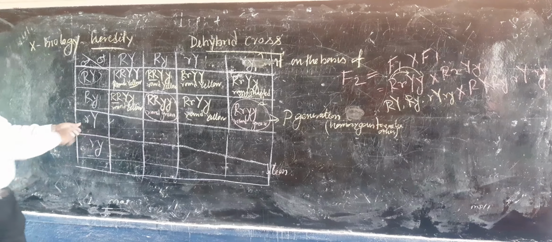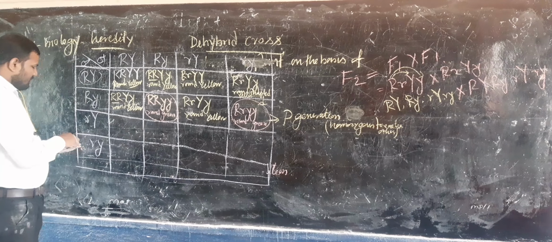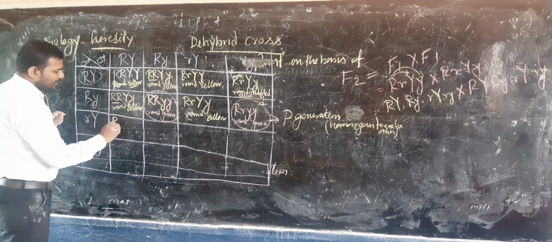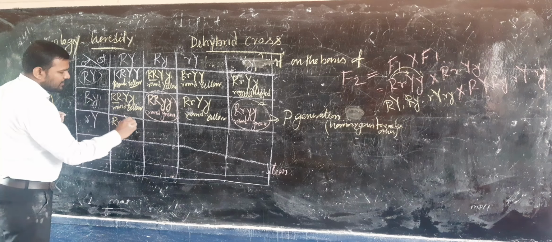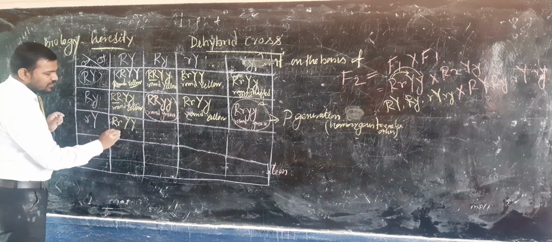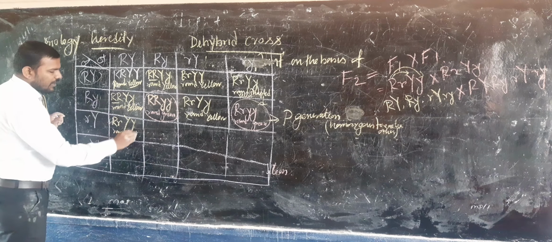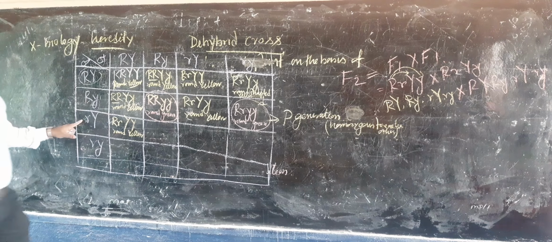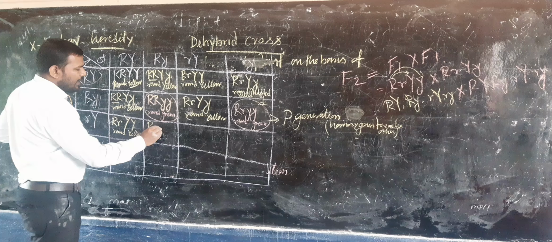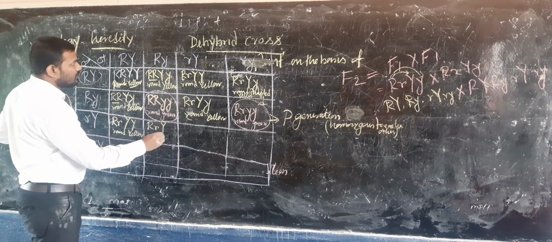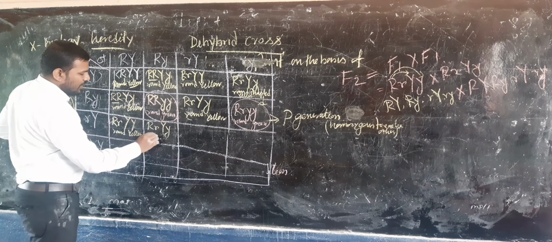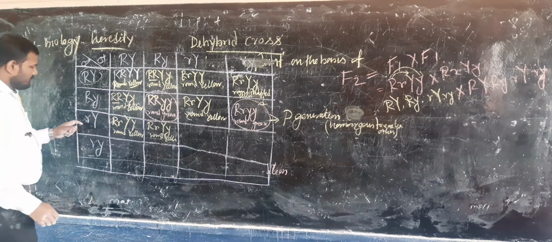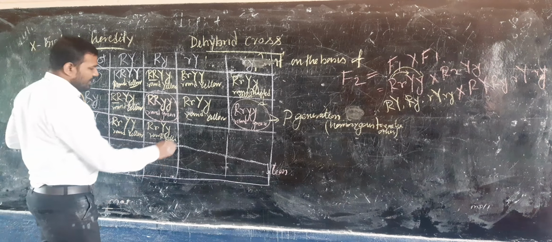Now third one, these are going to fertilize with that, producing capital R, small r, capital Y, small y. So they will be the round shaped yellow colored plant. Now these are going to fertilize with that: capital R, small r, capital Y, small y. Round shaped, yellow color.